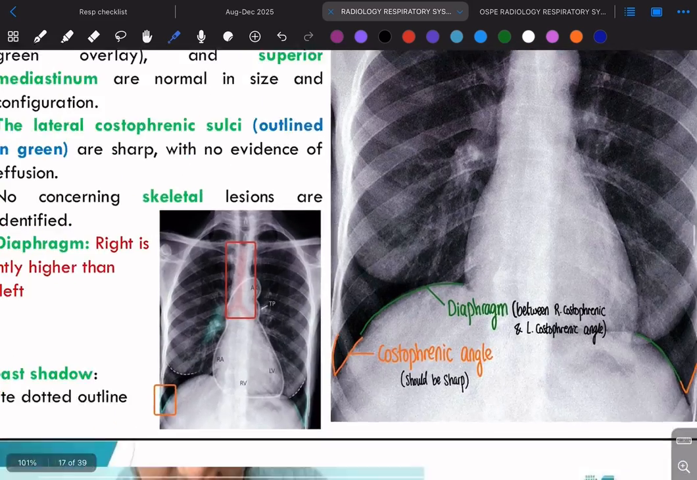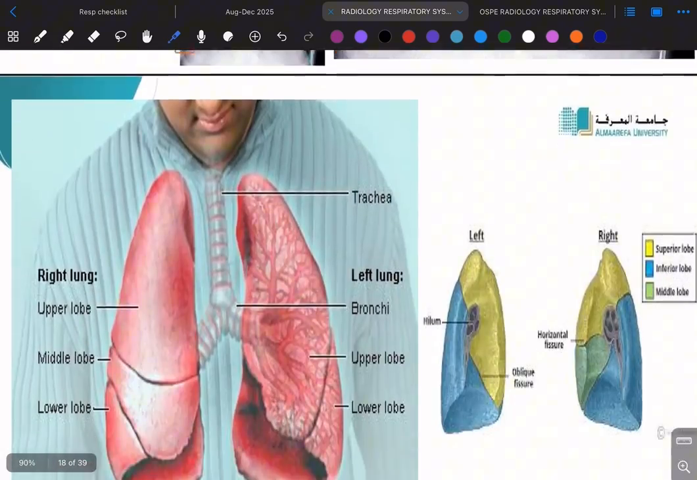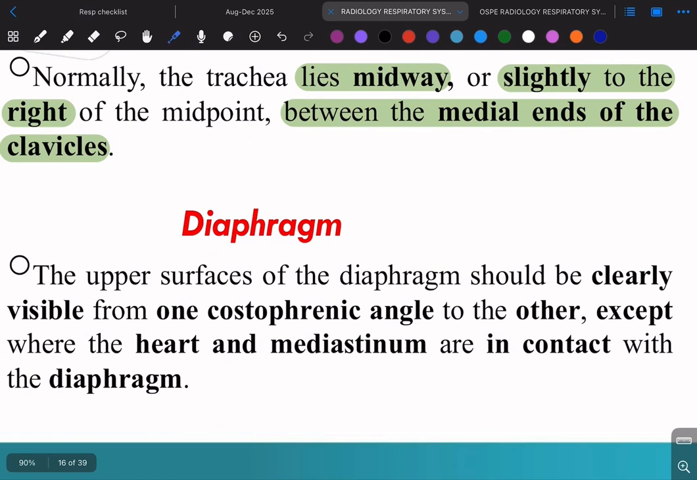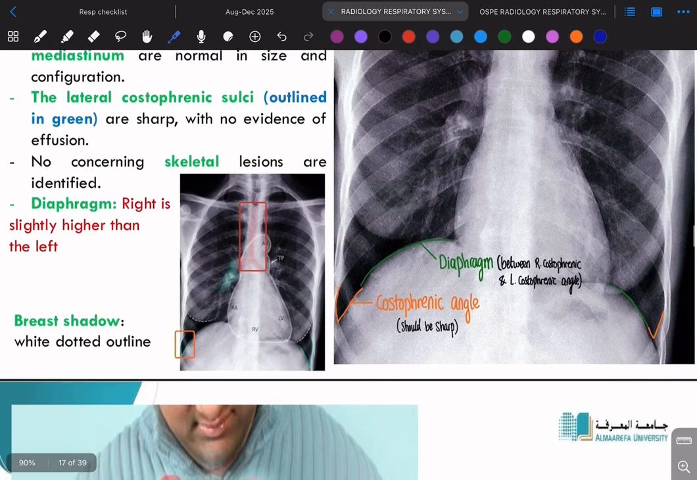Now let's see the last structure we have, which is the diaphragm. Okay, where is the diaphragm? Here. So the diaphragm is clearly visible from the right costophrenic angle to the left costophrenic angle, except in the area where the heart and mediastinum are, because they contrast together and the diaphragm is not visible. Let's see this on the image.